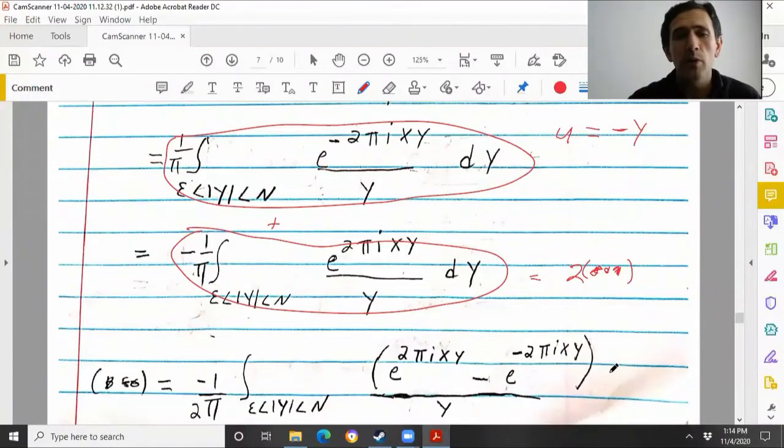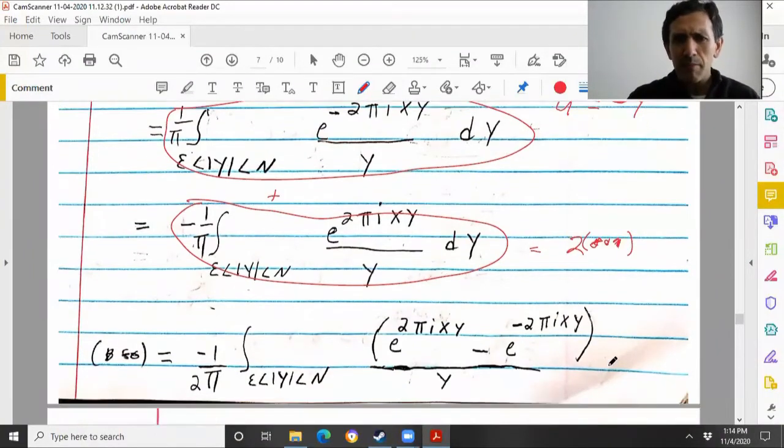So divide by 2. And to make life a little easier, I'm going to factor out a minus. So this would be the minus here. This would be plus here. Okay, why do I want to do that? Well, the reason why I want to do this should be pretty obvious.